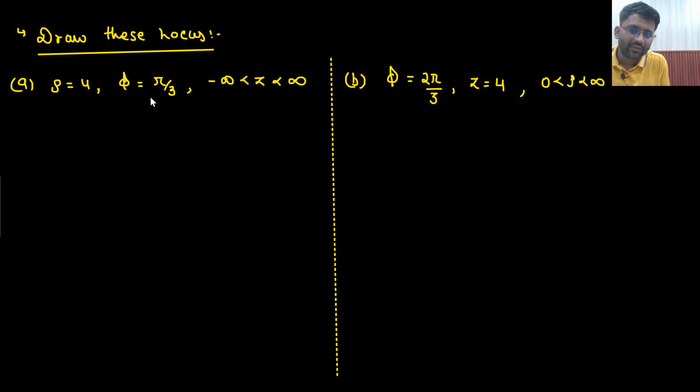Phi is also constant, which is pi by 3, and z is varying from minus infinity to infinity. So what kind of locus will you get? Will you get a surface? Will you get a line? Will you get a volume? And what kind of line or surface or volume will you get? That you can try to make.